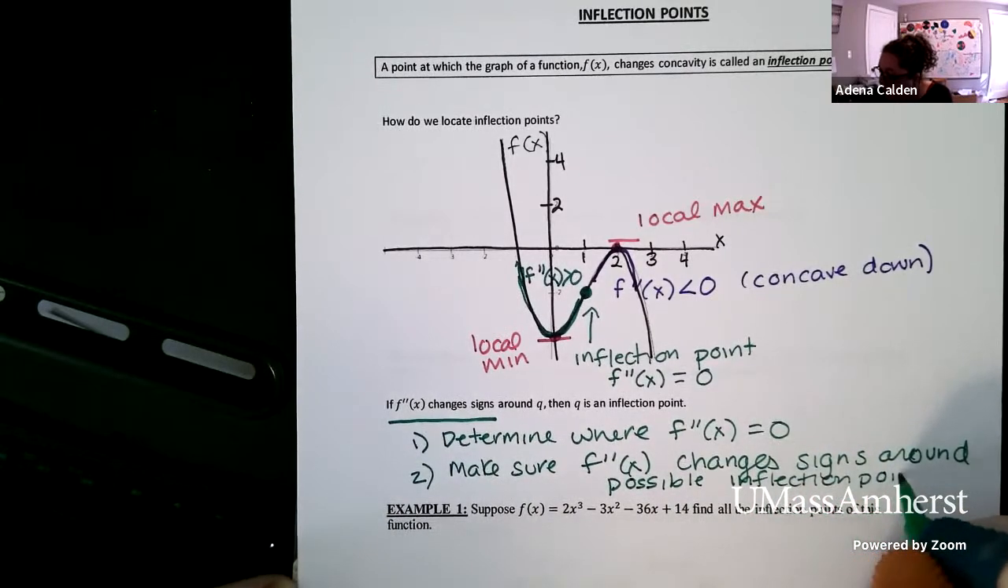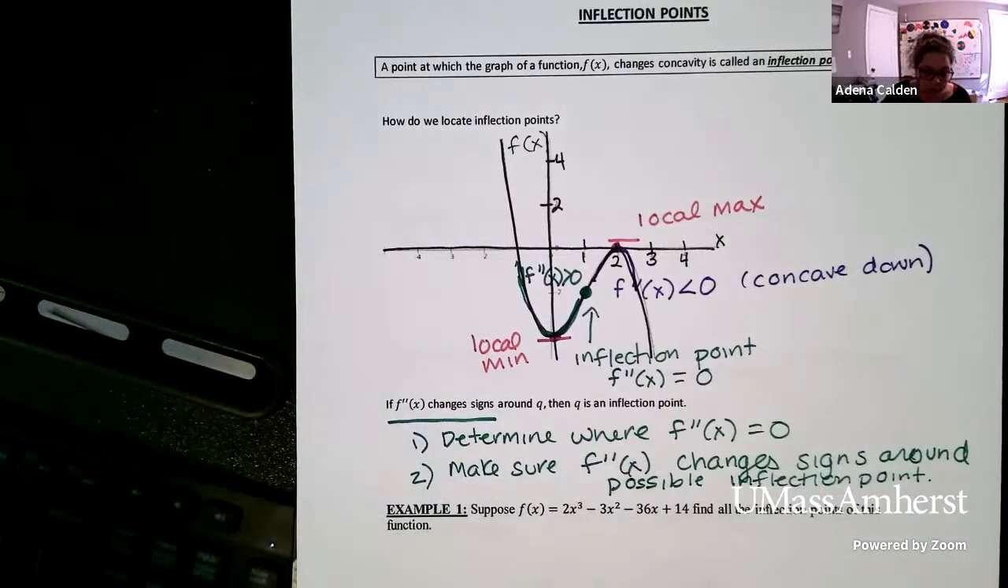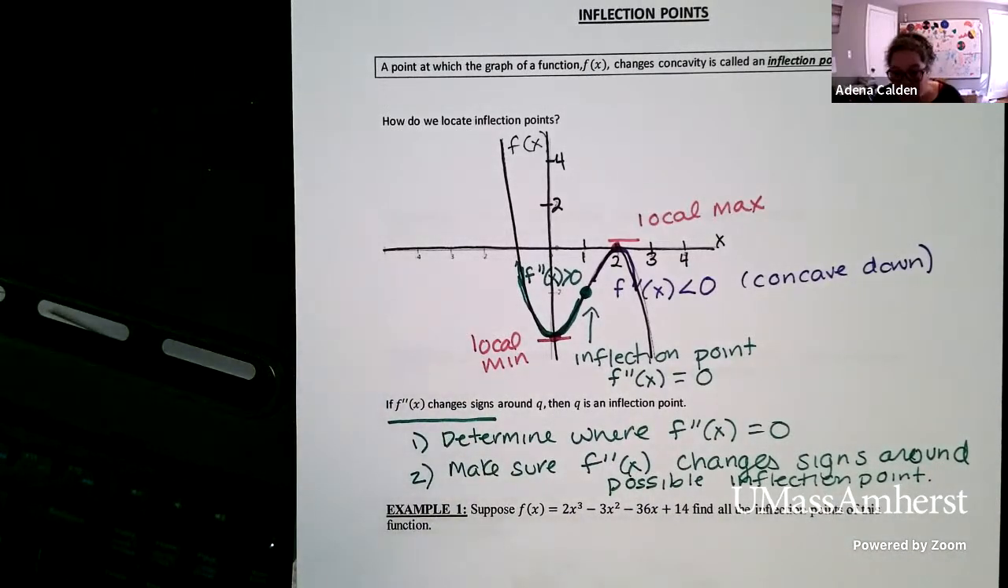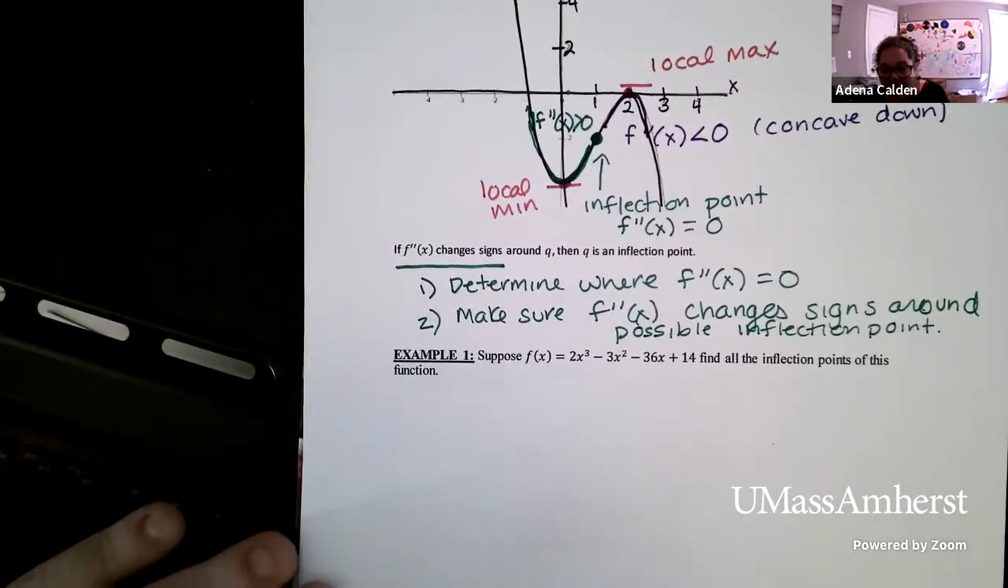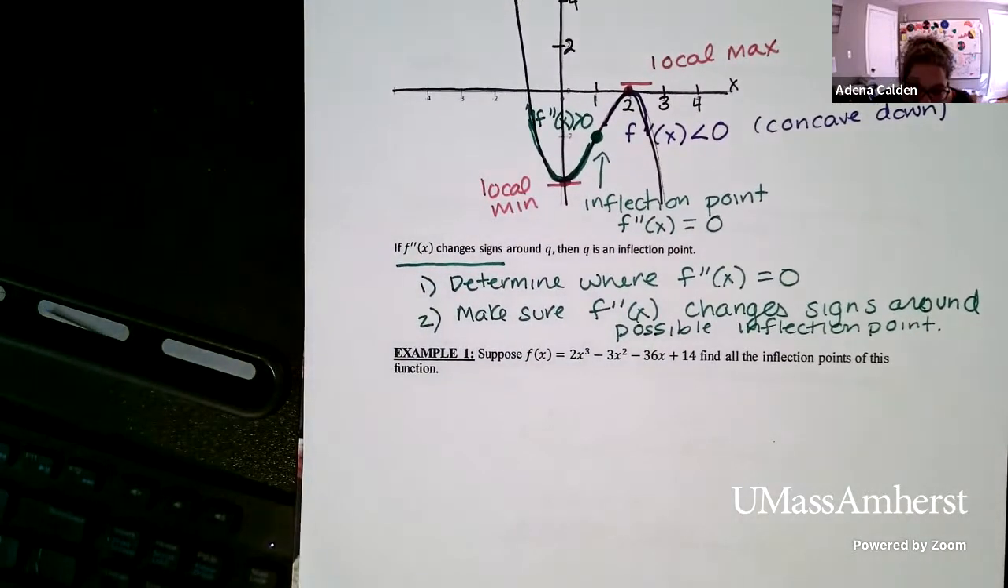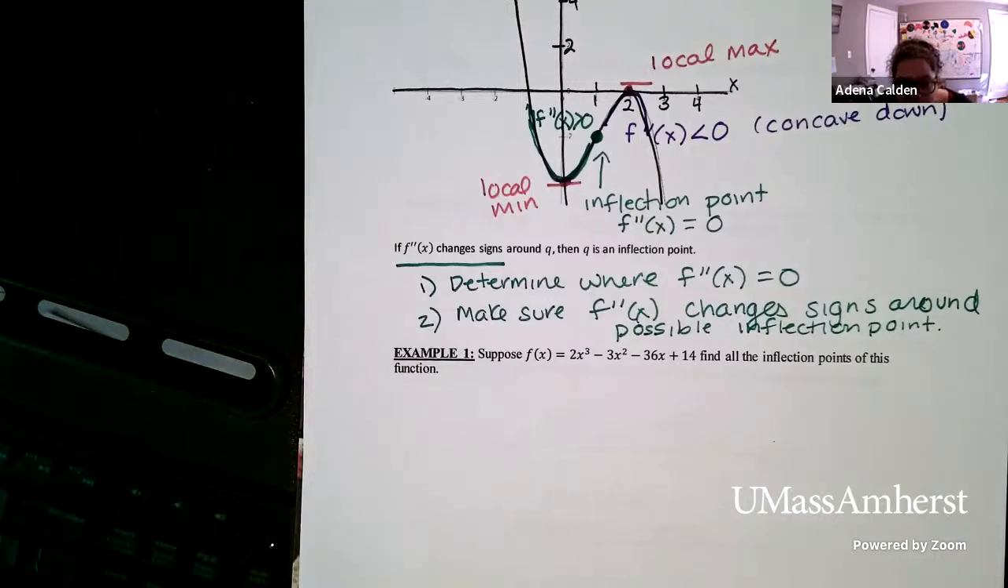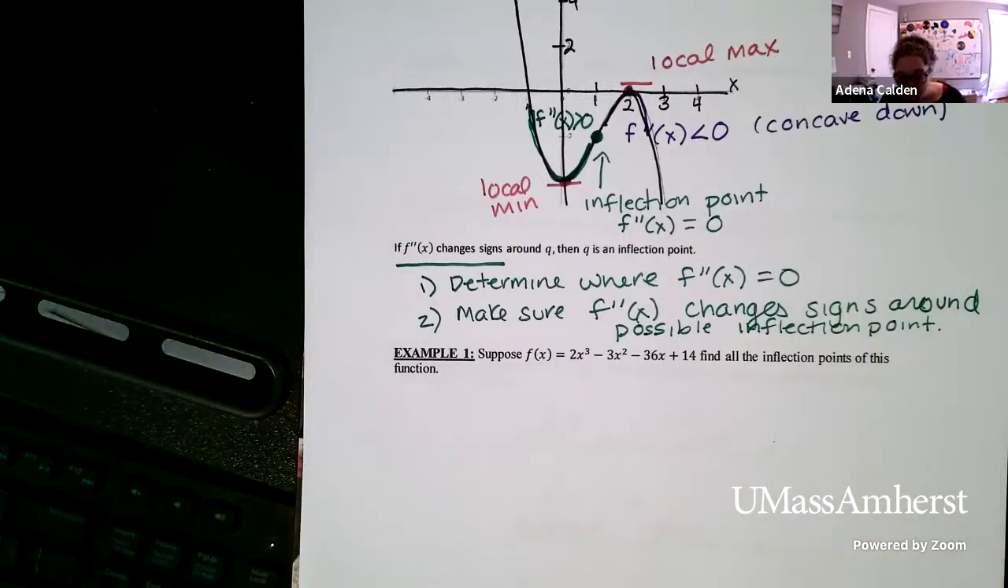Okay, so how do we do that? How do we check it? Well, we set up a number line and we pick a point to the left and to the right, and we plug it into the second derivative and we check the signs. Okay, so we're going to try one, see how this all works. So we have this function here: 2x cubed minus 3x squared minus 36x plus 14. Find all the inflection points of this function.